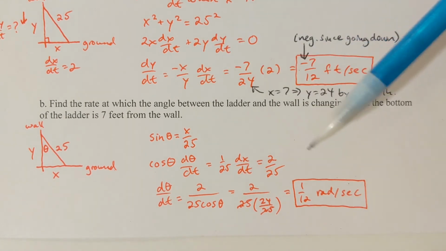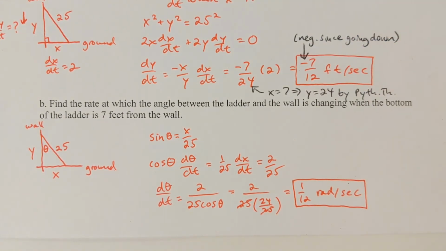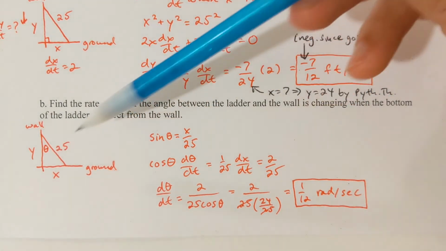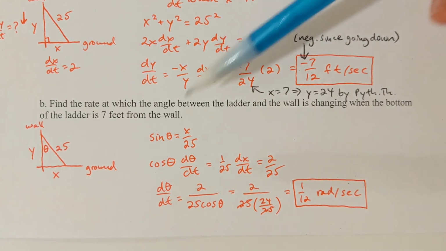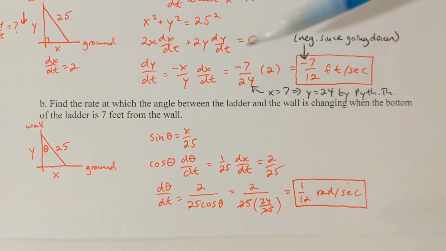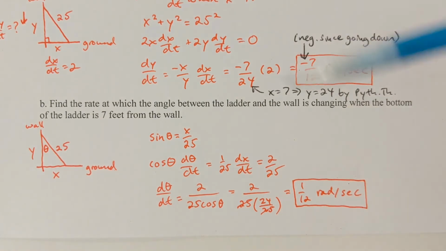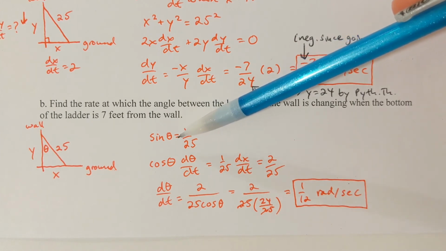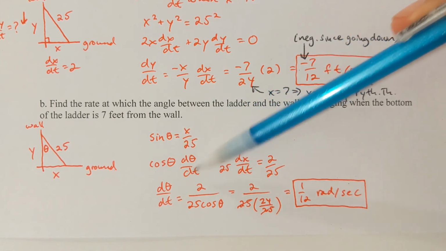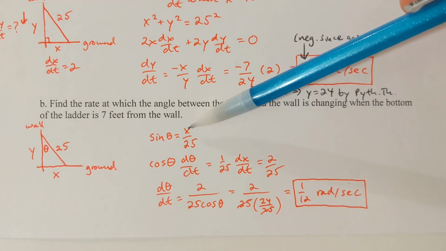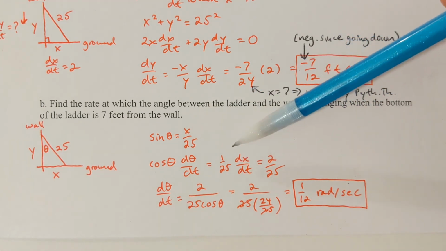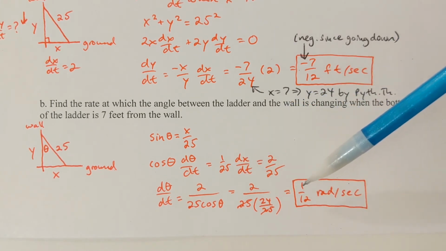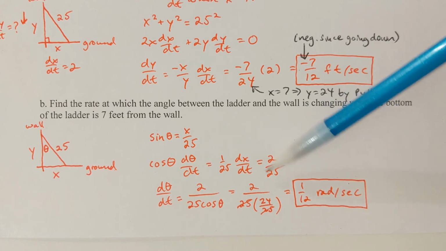Anytime you're working with angles, early on you should be thinking of trig. Sine theta is opposite over hypotenuse, so sine theta would be x over 25. Now that I've got my equation, I can differentiate both sides with respect to time t. The derivative of sine theta with respect to time is cosine theta d theta dt, equals the derivative of x over 25, which is 1 over 25 dx dt. dx dt is 2, so you have 2 over 25 on the right.